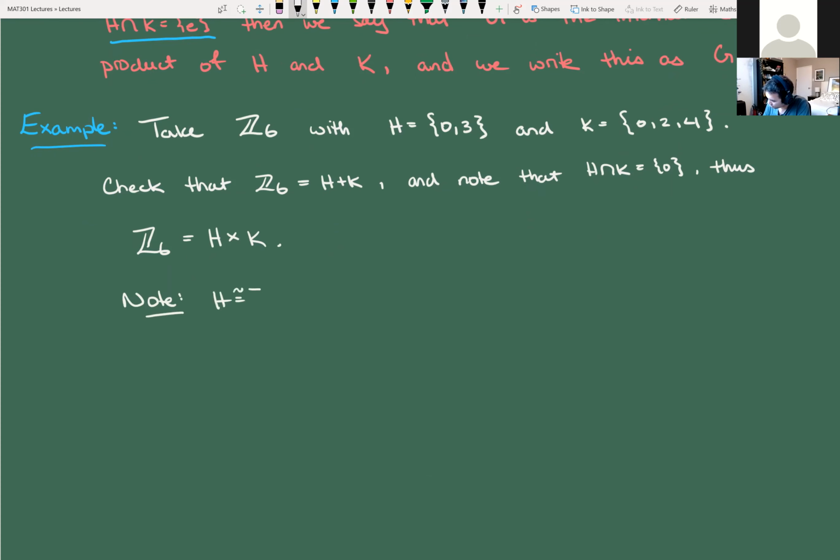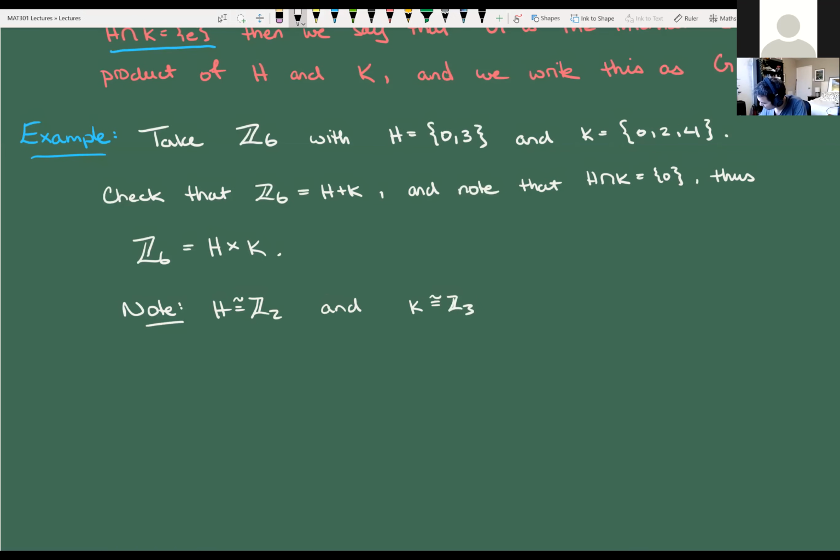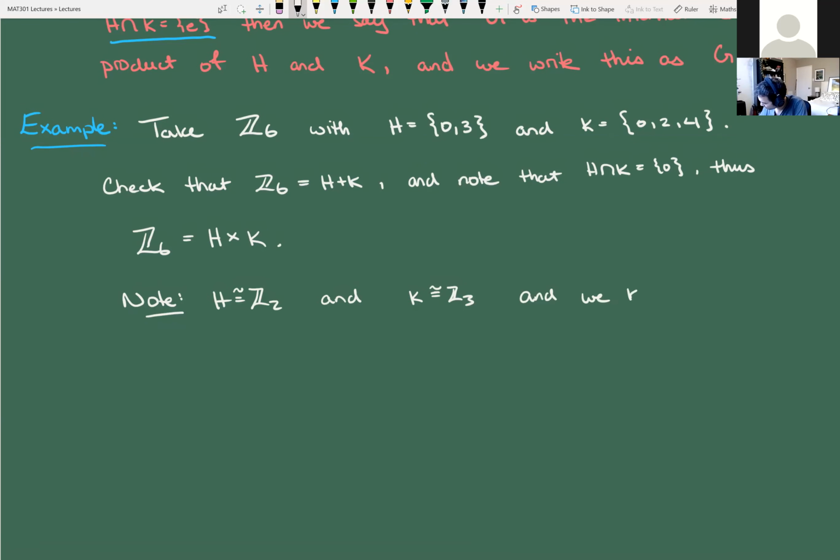H is isomorphic to Z2, right? It's a group with 2 elements. There's only one of those things. K is isomorphic to Z3. Right? It's certainly cyclic. It has order 3. So H is Z2, K is Z3. And we know that Z6 is isomorphic to Z2 external direct product Z3, right?